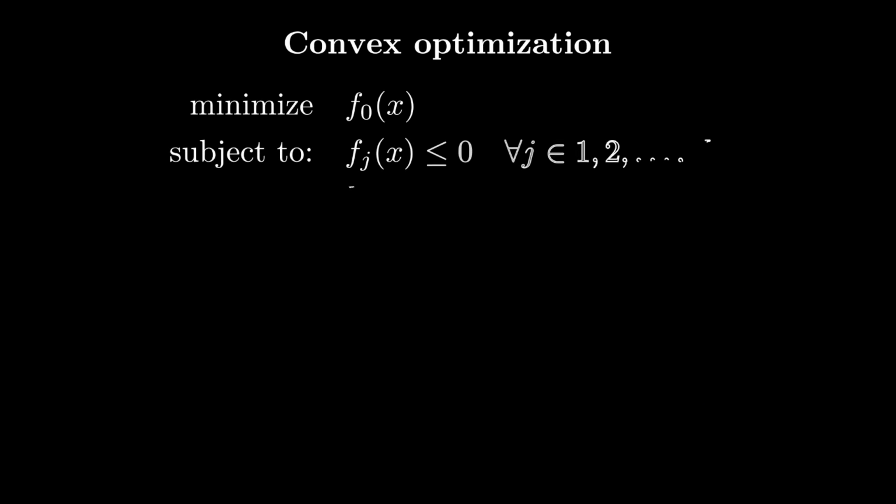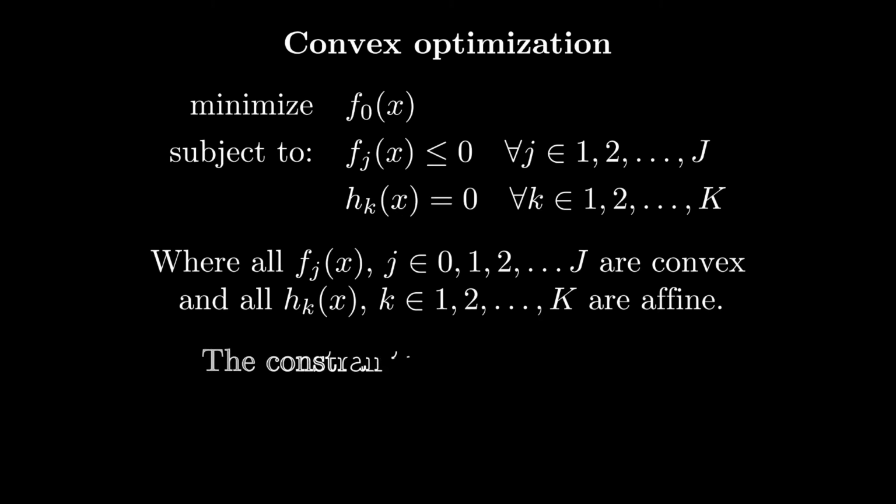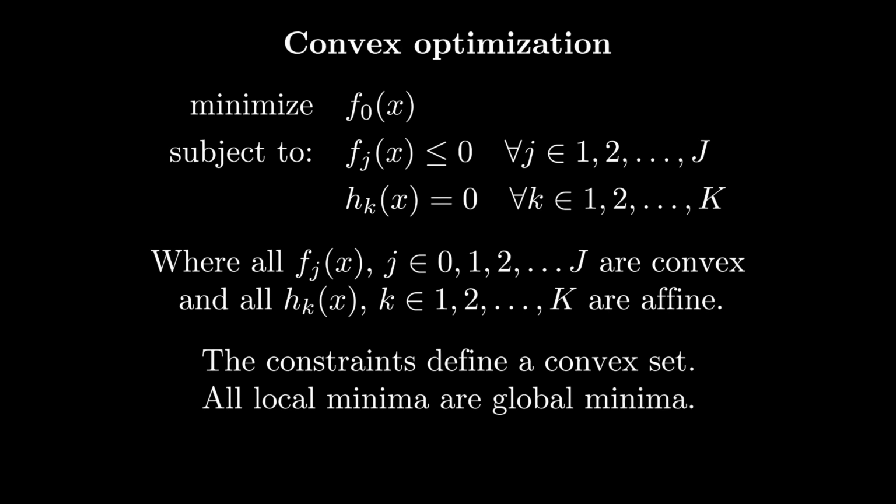Now with those ideas established, let's talk about optimization. Most generally here, we're thinking about optimization under constraints. We require that the overall objective function and the inequality constraints be expressed by convex functions. Any equality constraints must be affine. Constraints of this form define a convex set. Combining that with a convex objective function ensures that all local minima are global minima.